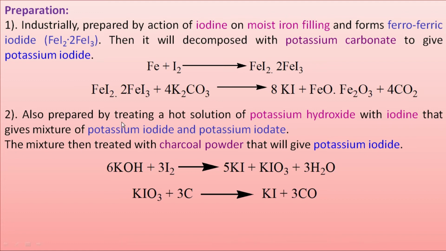Second method: it can be prepared by treatment of potassium hydroxide with iodine, so that potassium iodide and potassium iodate will be formed, with the liberation of 3 water molecules. This mixture of potassium iodide and potassium iodate will be treated with charcoal powder, so that potassium iodate will be decomposed and potassium iodide will be formed with liberation of 3 moles of carbon monoxide. So these are the two different preparations by which potassium iodide can be formed.